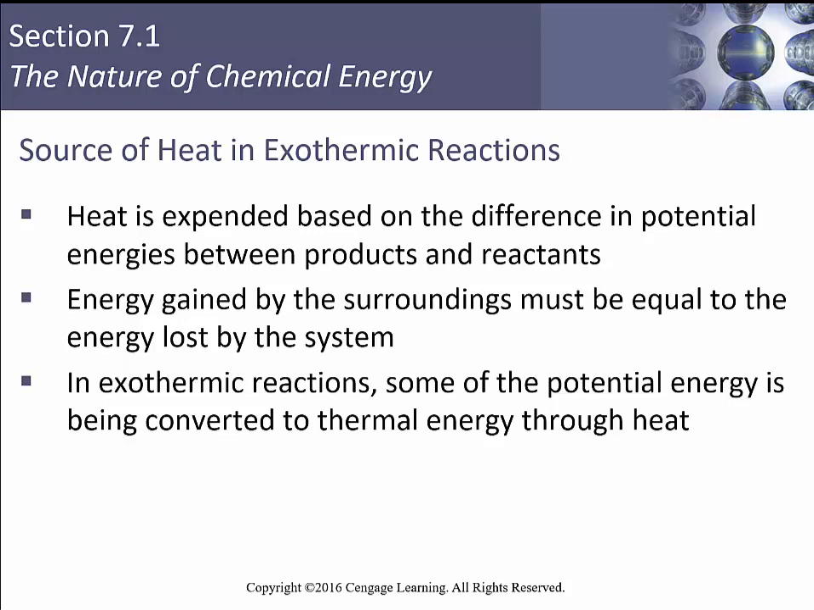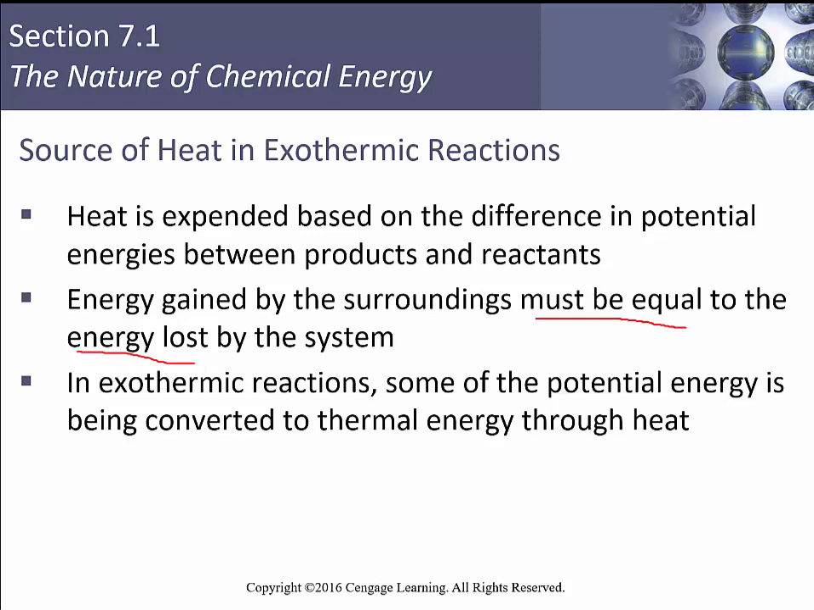Our source of heat in exothermic reactions: heat is expended based on the difference in potential energies between products and reactants. Energy gained by the surroundings must be equal to the energy lost by our system. This is our first law of thermodynamics, right? We're not going to have energy created or destroyed. We can only change its form, right? So if I lose energy in my system, it's got to be equal and opposite to the amount of energy that is gained by the surroundings.